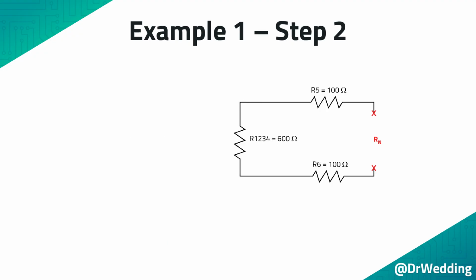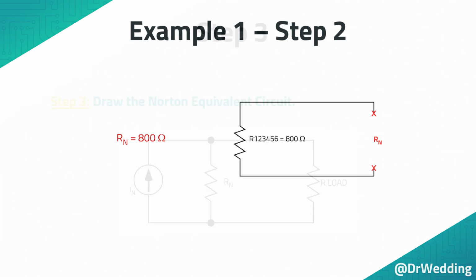Finally, combine the series resistors R5, R1, 2, 3, 4, and R6. This gives us the resistance across the gap created when the load resistor was removed. This is the Norton resistance, and it is equal to 800 ohms.